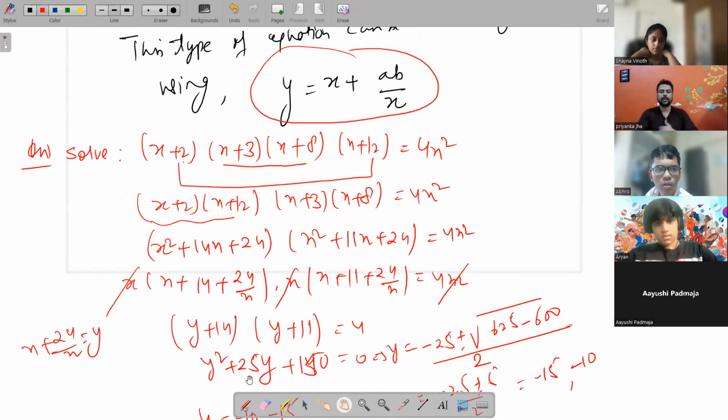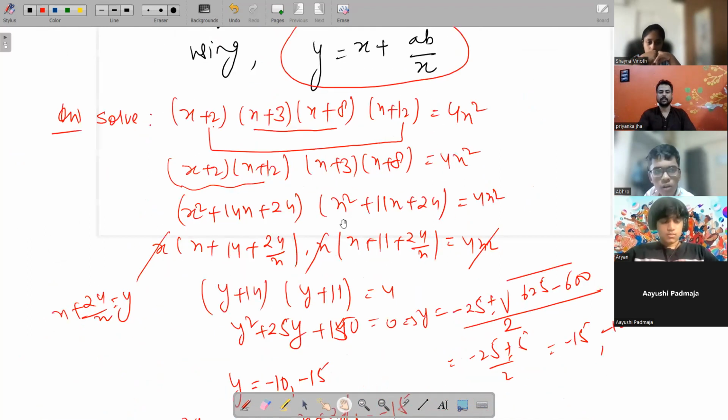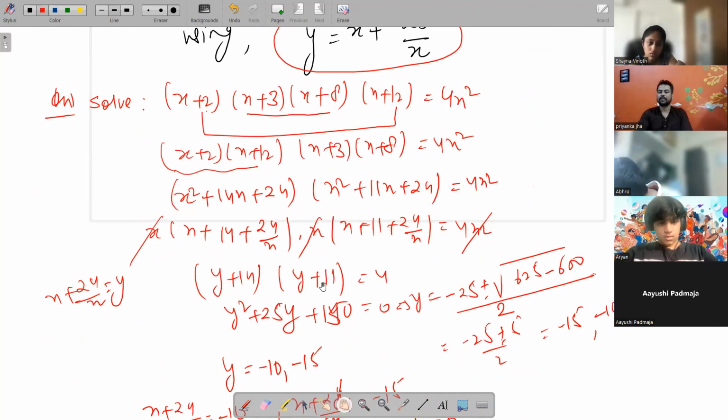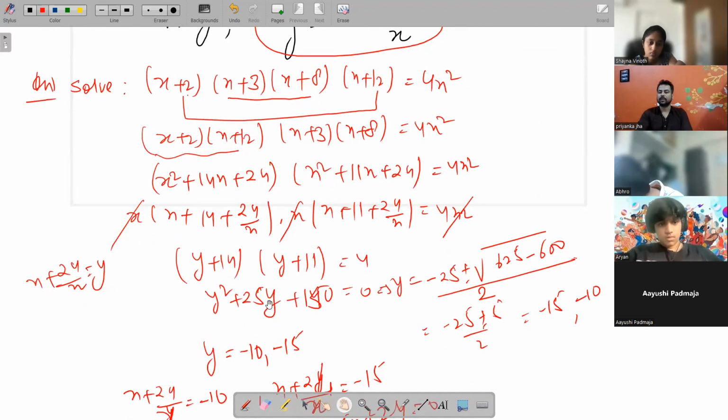Then we got this kind of pattern, x plus 24 by x. We can see that this term is common to both the terms. So I just considered x plus 24 by x as y. Put y here, y plus 14 and y plus 11. Then we get a quadratic in y.